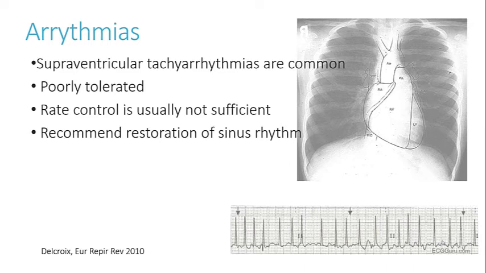Rate control is not usually sufficient because rate control is usually with negative inotropes, beta blockers, and maybe calcium channel blockers, and then you still don't get the atrial kick. There is some talk about digoxin in patients like this. I think people still use it as a tool, but they'd really recommend restoration of the sinus rhythm. So usually that's with amiodarone and DC cardioversion.